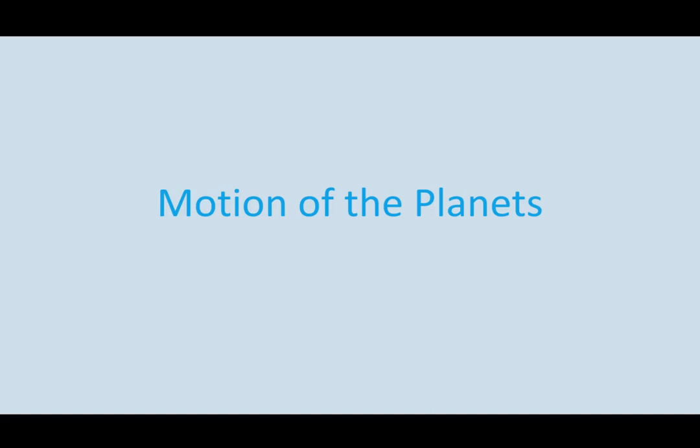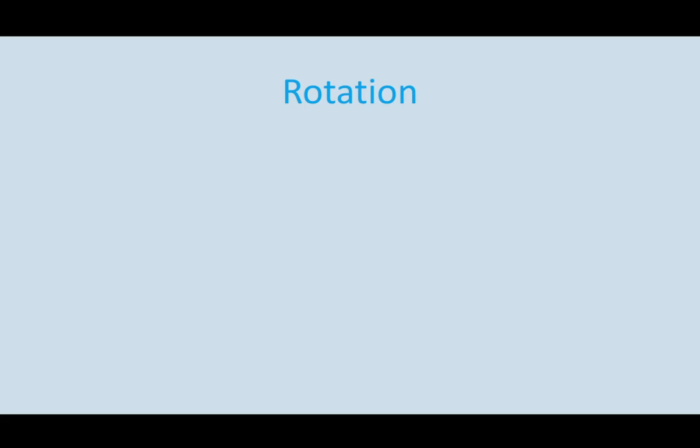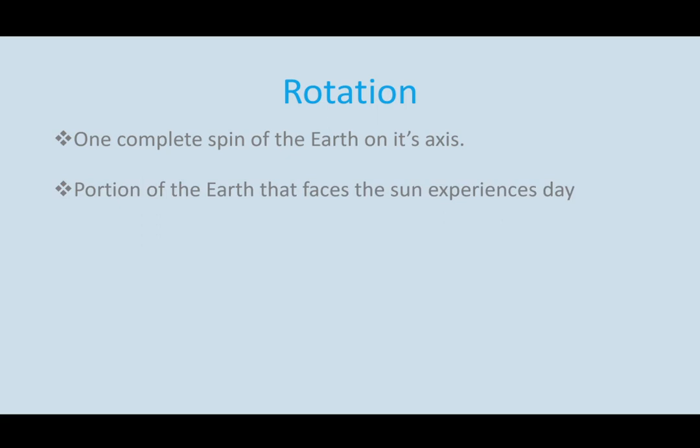In today's note, we're going to be looking at the motion of the planets. So first thing we're going to look at is rotation. Rotation is one complete spin of the Earth on its axis. So this is when the Earth spins around, or rotates, once. And this is what basically causes night and day.